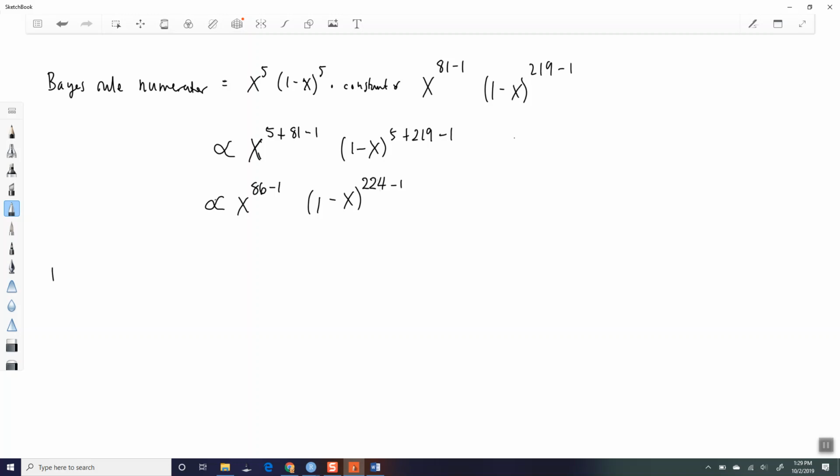In Bayes' rule, you have the probability of A given B is equal to the probability of B given A times the probability of A divided by the probability of B. This marginal probability is just a constant.